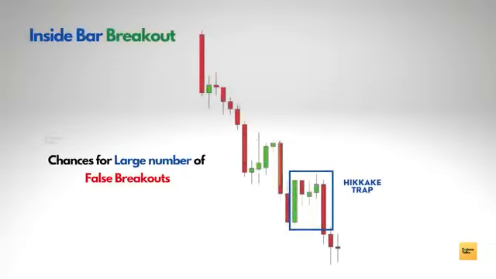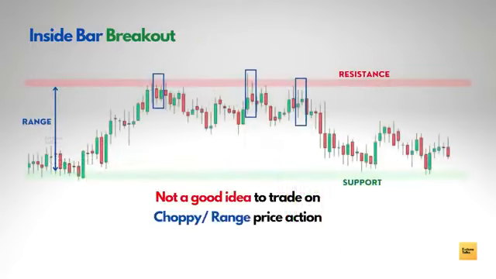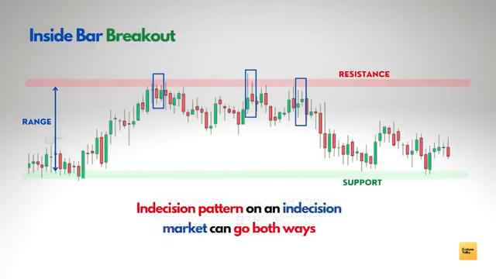But to be frank, I'm not a great admirer or a fan of the inside bar breakout strategy in particular. It's simply because of the sheer number of false breakouts that this particular strategy can generate. Also, it is not a very smart move to trade an inside bar on a choppy range or consolidation because of its low probability. And why is it so? Because a range or a consolidation happens when the market is taking a breather or when the bulls or bears are in some form of indecision.